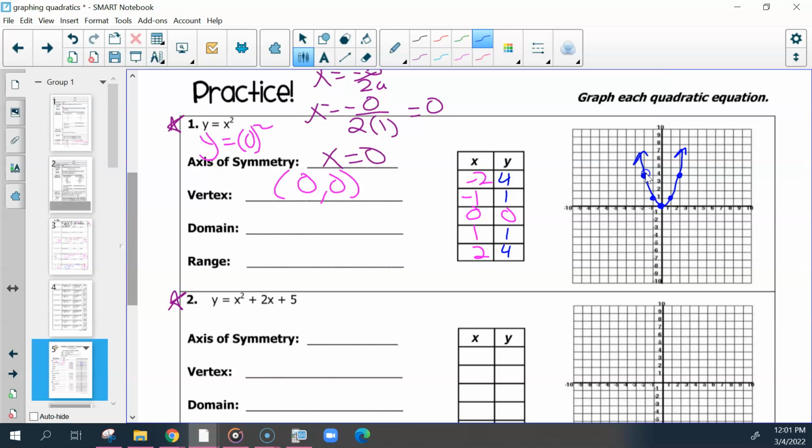Before we talk about the domain and range of this, do we have any questions on how we did that? So this is going to be, once you find the vertex, put it in your table, fill out your table in your calculator, and graph those points.